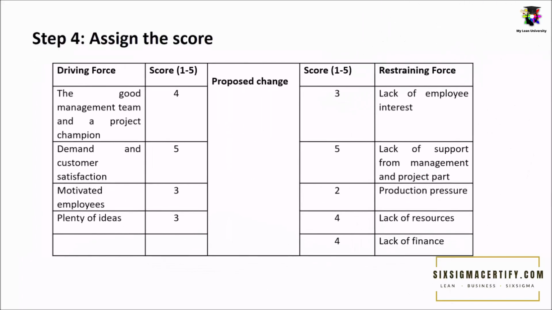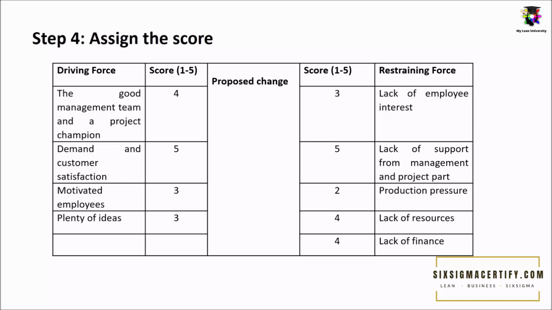Assign the score. Add a score according to the degree of influence, low number signifying low influence and high number signifying more influence. You can do the same visually by using a bigger arrow for bigger influence and a small arrow for small influence.